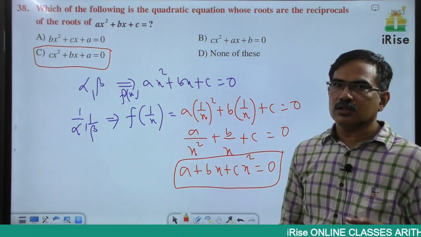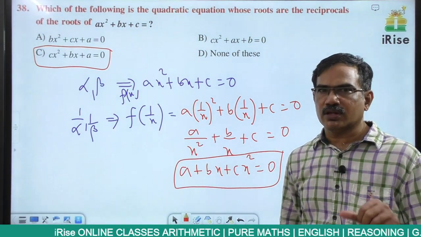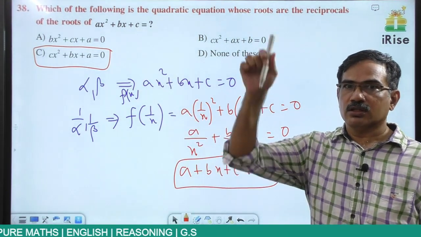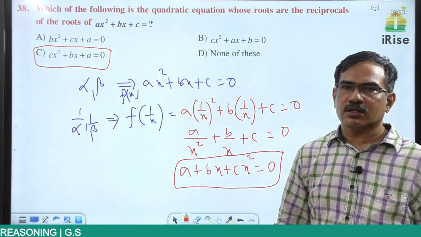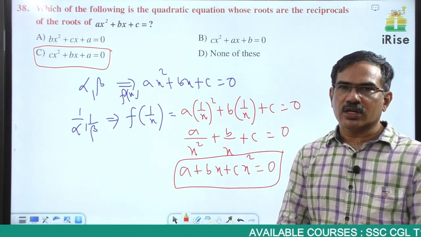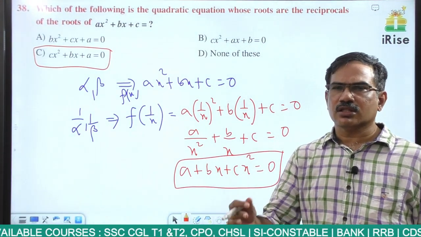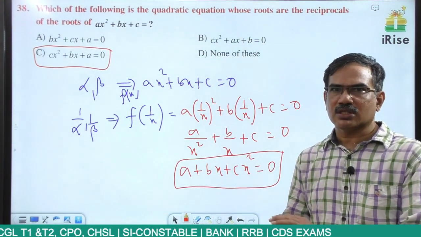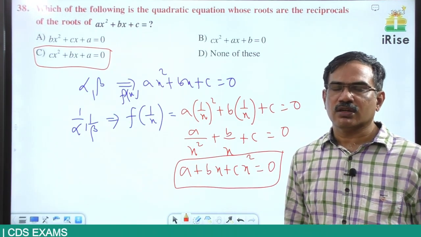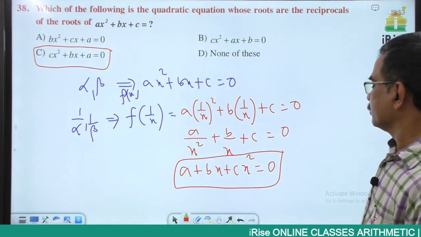So if alpha, beta are the roots of f of x is equal to 0, the equation whose roots are 1 by alpha comma 1 by beta is f of 1 by x is equal to 0. Transformations I have told. So 7 to 8 conditions I have given: each root is increased by 1, each root is decreased by 1, roots are reciprocal, one root is the square of the other. In all these conditions, some transformations are given, and some relations between roots and coefficients are given. Go through those formulae, we can get the answers. Next one.